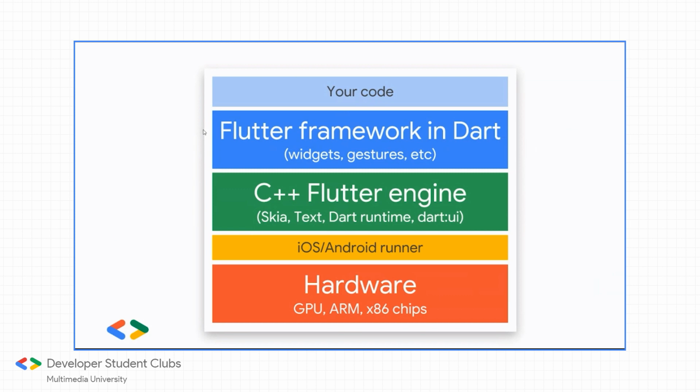Something interesting about Flutter is that traditionally, when you're building applications, you need to have 2 teams to develop, one team for iOS and one team for Android. But using Flutter, you only have to maintain one code base, and your code base can be run on both Android and iOS, which saves a lot of time. And lastly, there's the hardware, which is the GPU, ARM, and x86 chips.